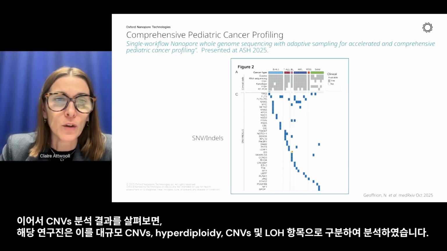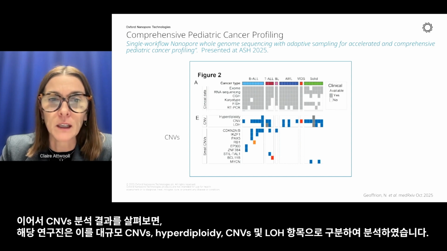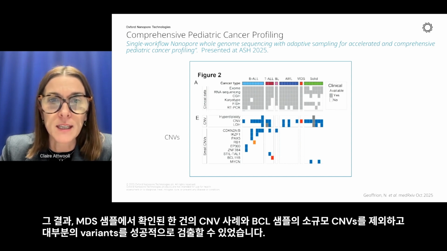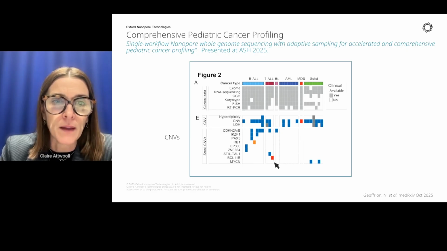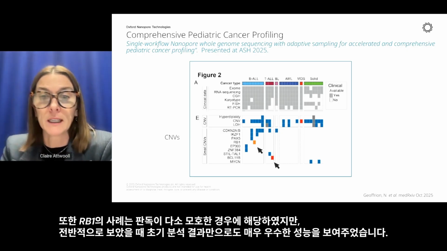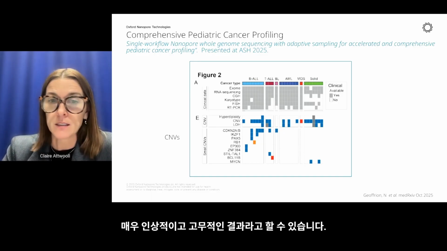And then looking at copy number, they've divided it into their large copy number, so hyperdiploidy, CNV, and LOH, and they were able to detect everything but one CNV event in this MDS sample, and then one small CNV in a BCL. And this one, RB1, was a borderline case. But as a first pass of their data, it was incredibly powerful. It was really exciting to see.